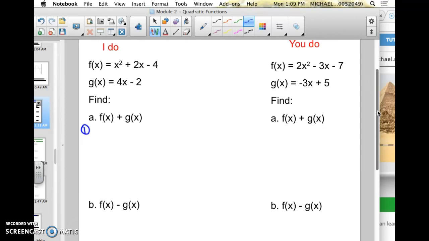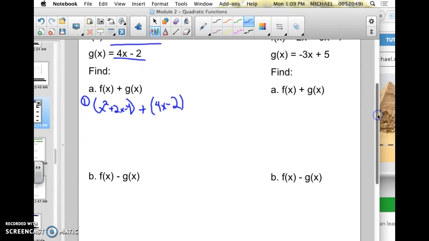It tells me f of x first, so I'll write that one out. I'm going to put it in parentheses. So f of x is here. It's a quadratic trinomial, so I'll put x squared plus 2x minus 4. I put it in parentheses just to organize my math and thoughts a little bit better. And then I'm going to add it to g of x. And g of x is listed out right here. It's a linear binomial, and it's 4x minus 2. So that is my first step, just reorganizing it so I can move into my second step a little bit easier. And the second step comes the math.